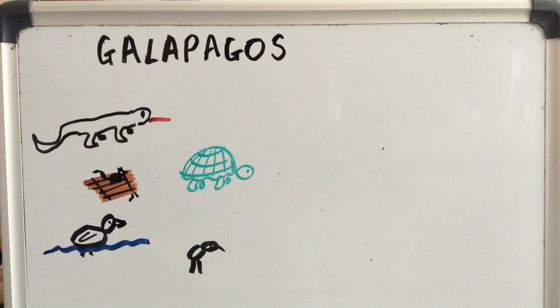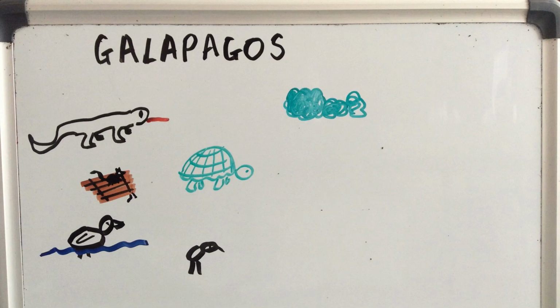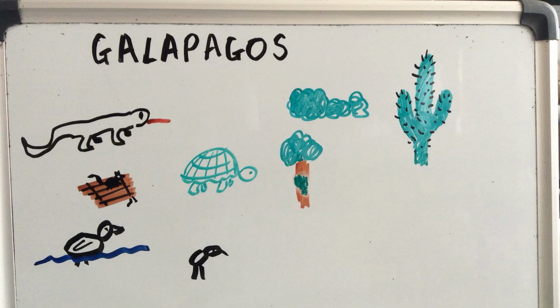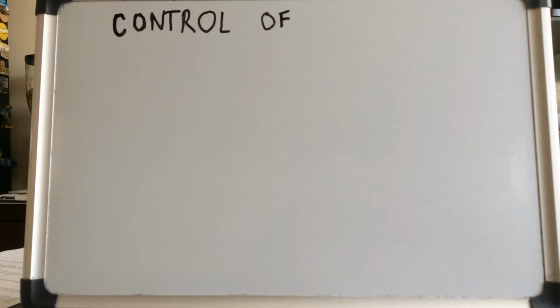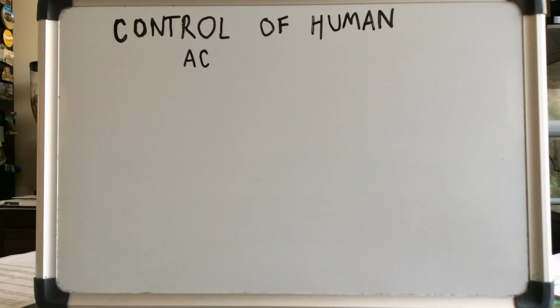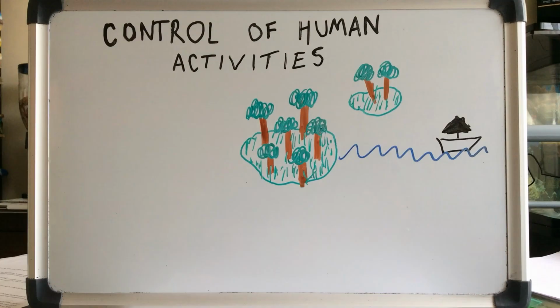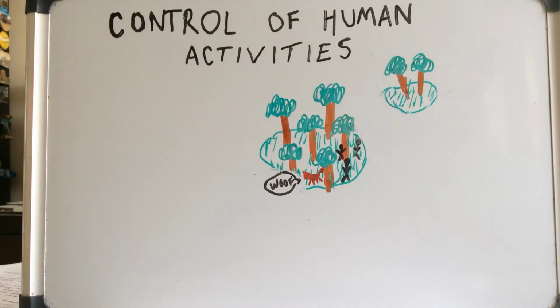Other species of animals on the islands include the Galapagos giant tortoise, the flightless cormorant, and the marine iguana. On the larger islands, three distinct regions exist, each of which support particular plant species. These regions are the coastal zone, the arid zone, and the humid zone. The islands were hardly visited by humans until the whalers disrupted the island's fragile ecosystem.